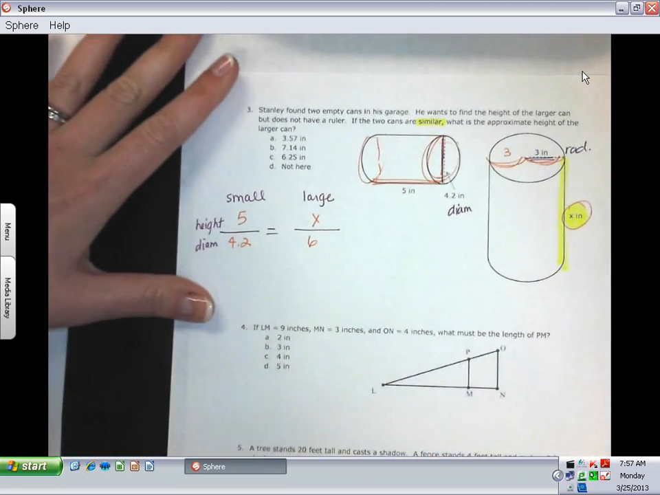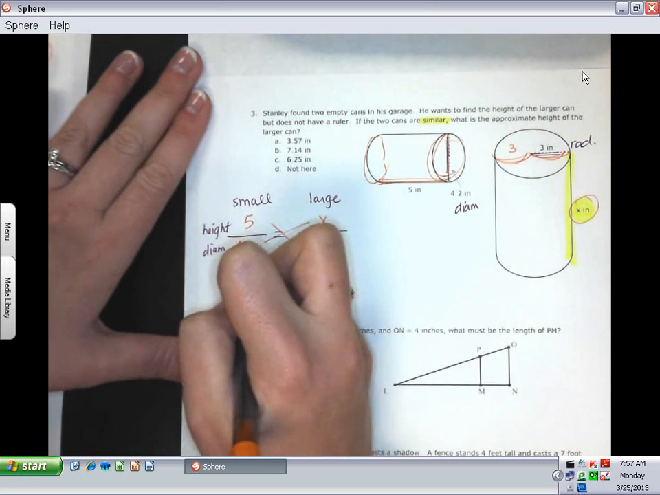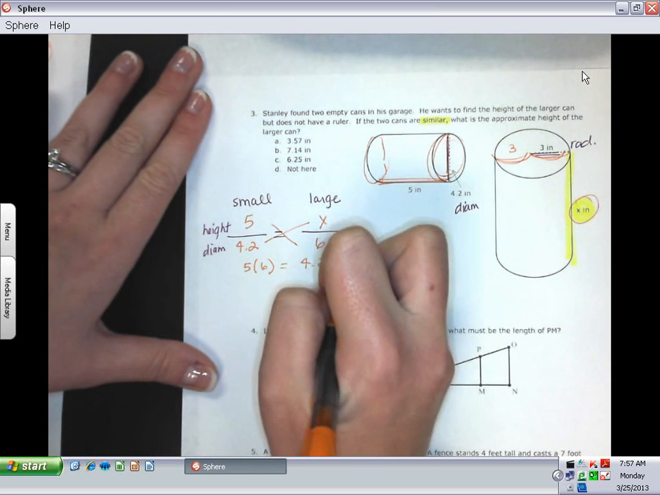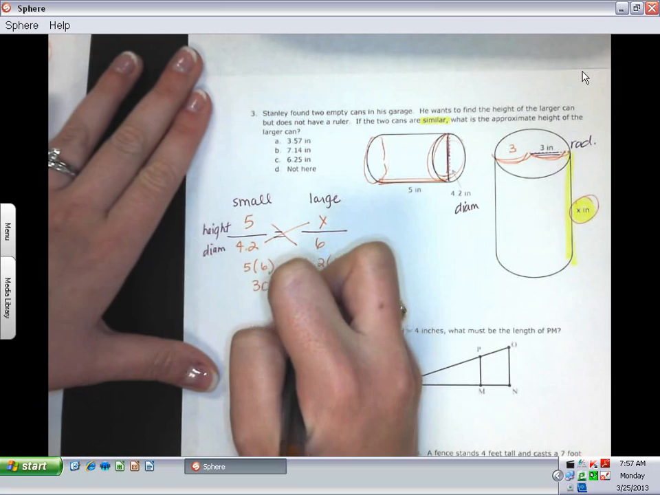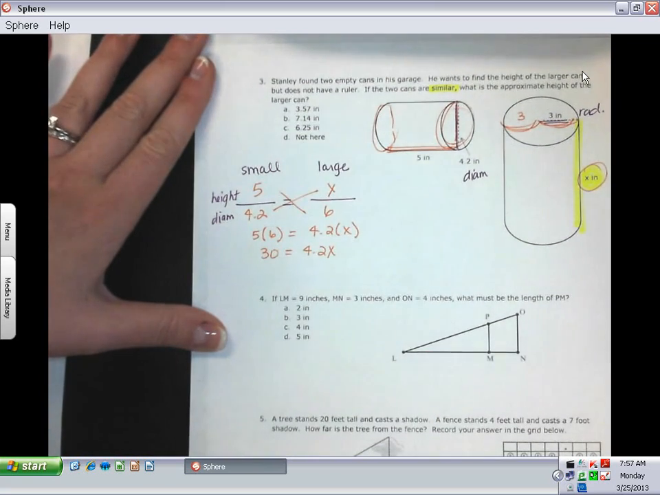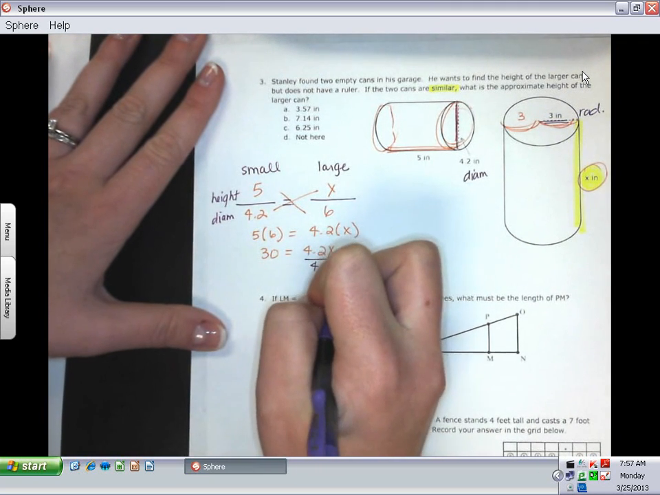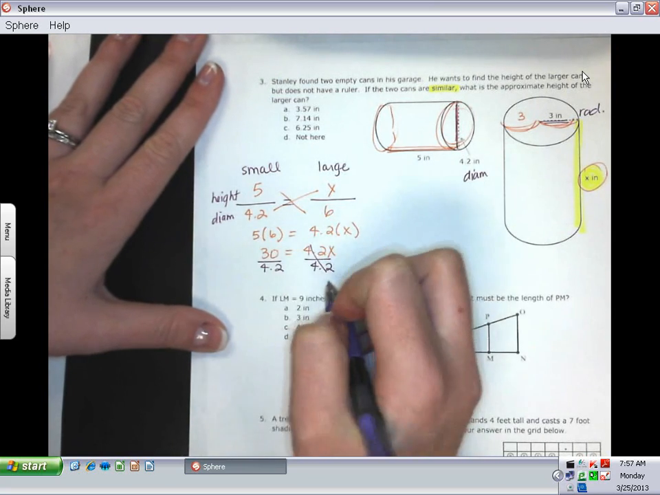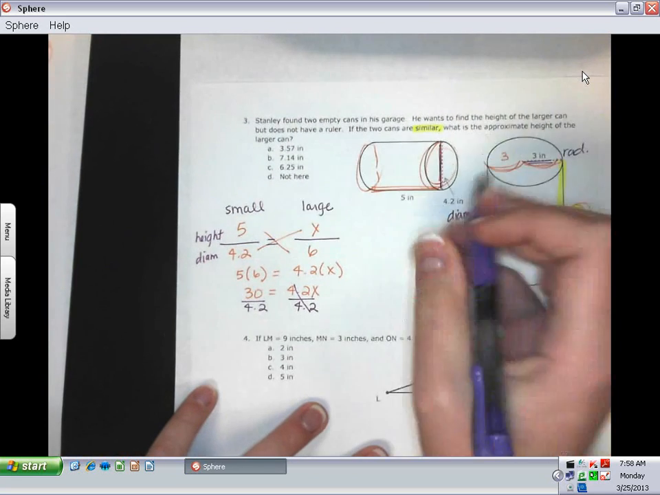There's different ways. Now I need to cross multiply and divide. So I'm going to do 5 times 6 equals 4.2 times X. I know that 5 times 6 is 30. 4.2 times X is just 4.2X. But now I see multiplication, so the inverse of that would be division. I want to get the X by itself. I don't know what 30 divided by 4.2 is, so I'm going to divide.